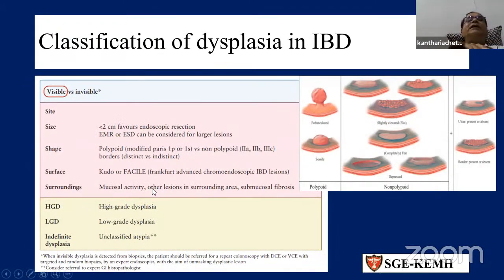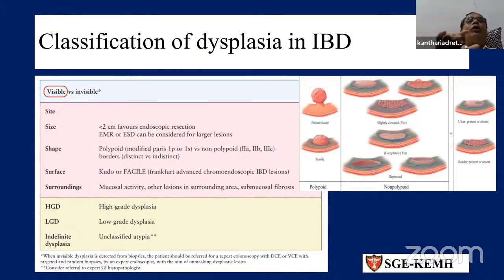You will stratify the lesion depending upon the site, size, shape, surface, and surroundings. It is important to do this because for lesions less than 2 centimeters, you can endoscopically resect them, or do EMR or ESD for larger lesions. A polypoidal lesion can again be treated differently if it is less than 2 centimeters or more than 2 centimeters. As far as the shape is concerned, as shown in the diagram, you get these different shapes, and each shape has a therapeutic implication of what you should be doing.